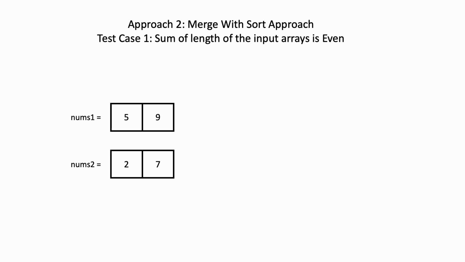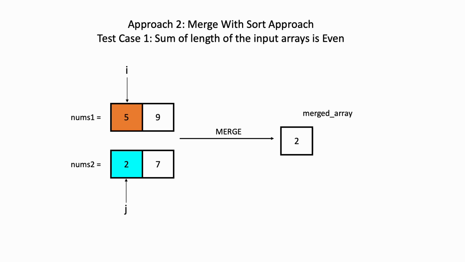Let's look at how this approach works by taking this example test case where the sum of the lengths of the arrays is even. We start by initializing the ith and jth pointers to index 0 of nums1 and nums2. We append the smaller element of the two to the merged array, which is 2. We increment the pointer of the smaller element chosen, which is the jth pointer. We append the smaller element of the two, which is 5. We increment the ith pointer. We append the smaller element of the two, which is 7. We increment the jth pointer.